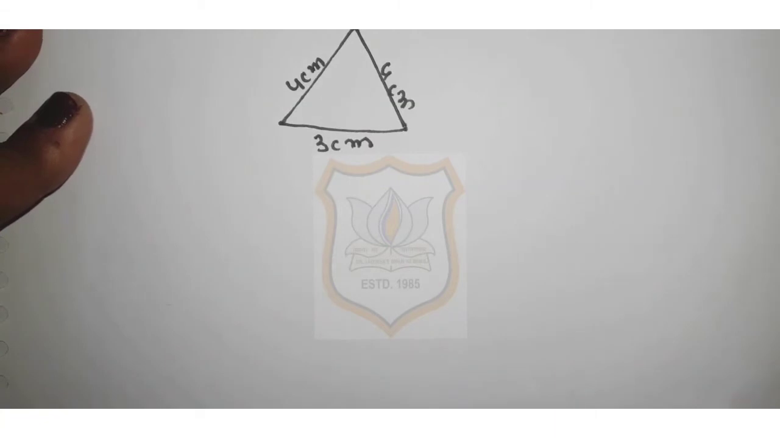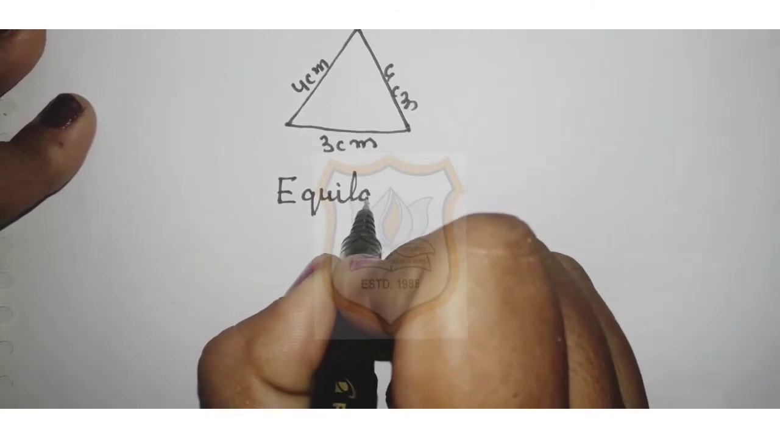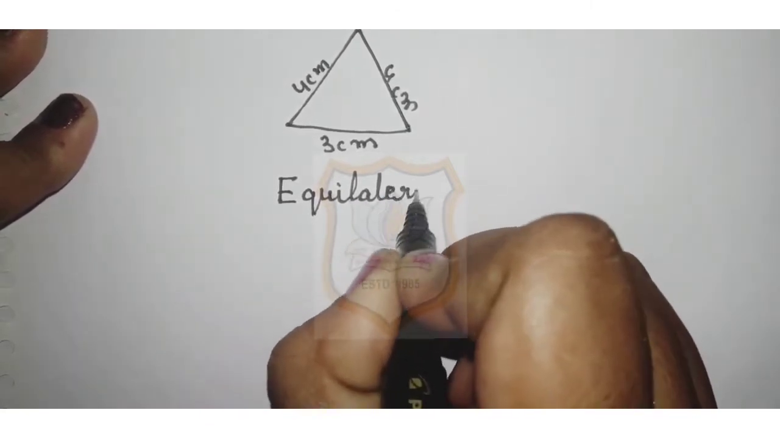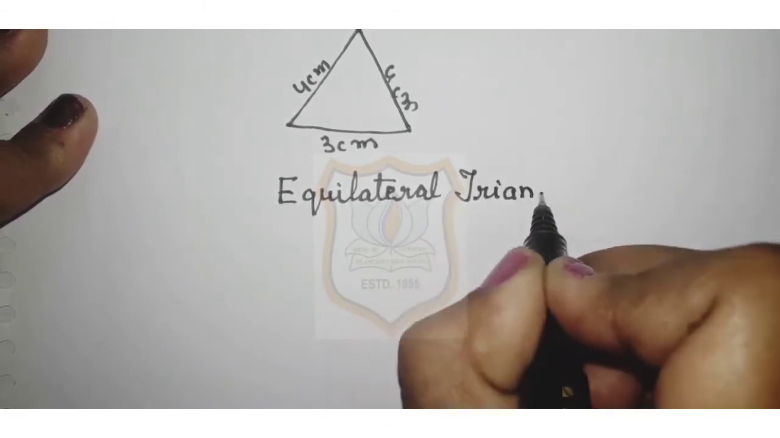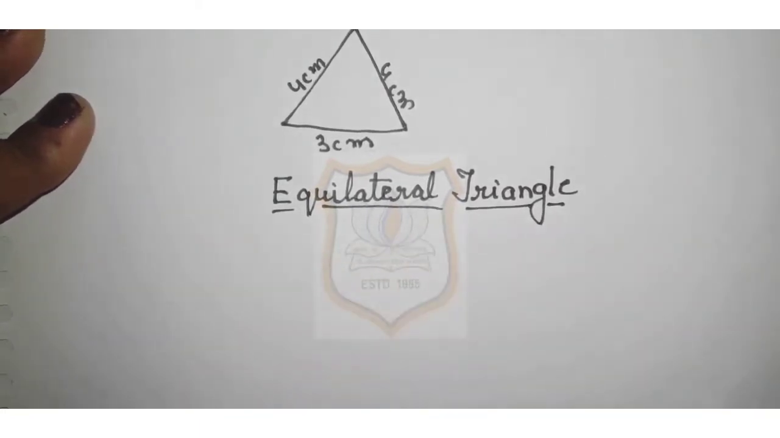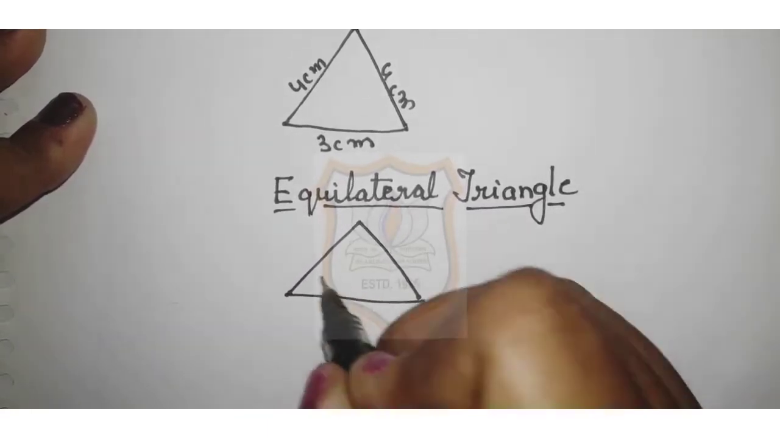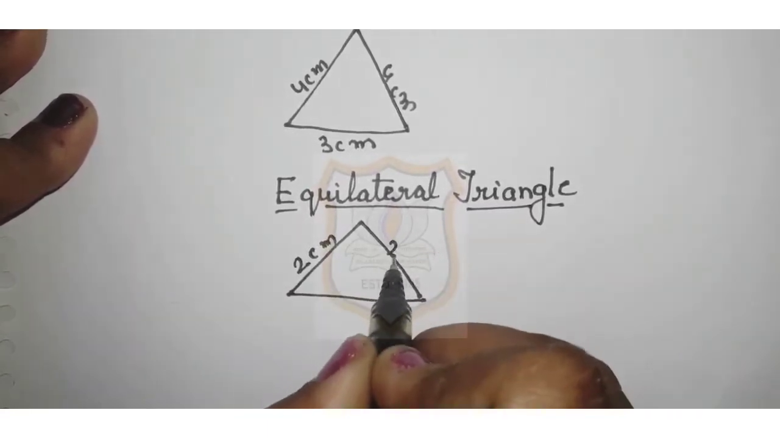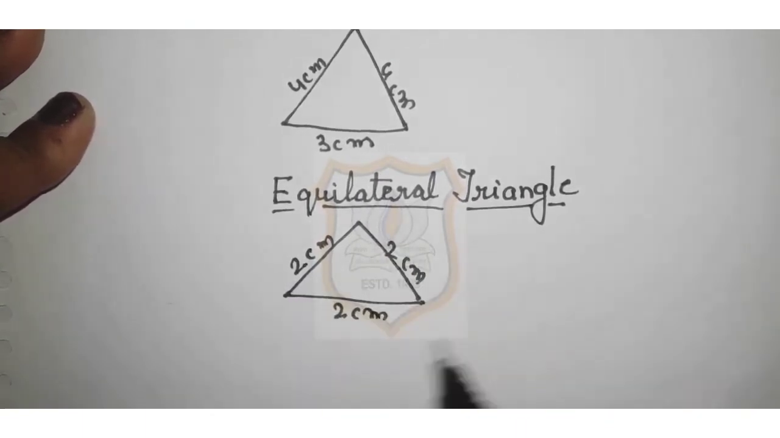Now, third one is equilateral triangle. Now, what is equilateral triangle? A triangle which has all its sides equal. Suppose this is a triangle. Its all sides are equal 2 centimeter. This one is also of 2 centimeter. This one is also of 2 centimeter. All its sides are equal. This triangle is called as equilateral triangle.